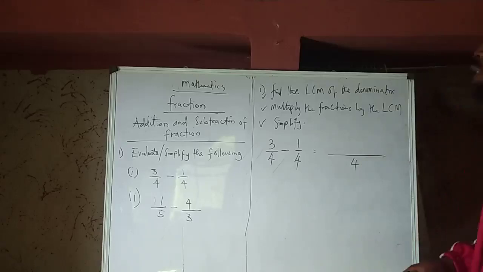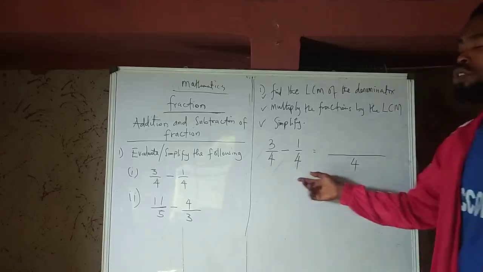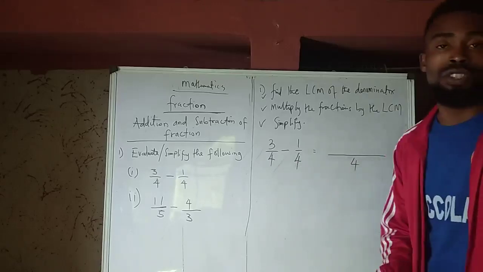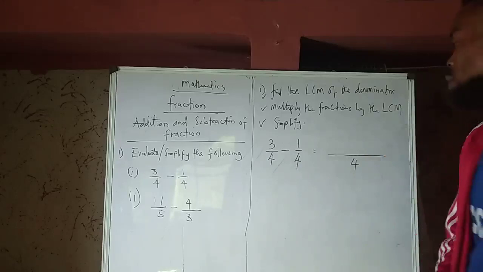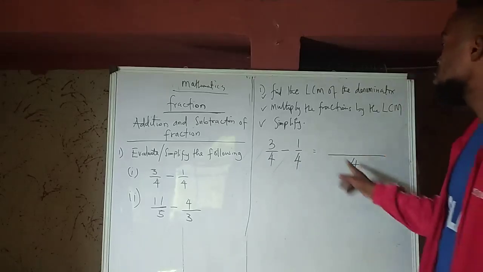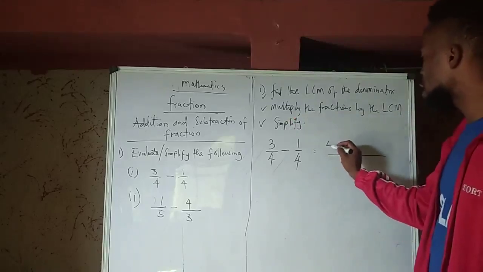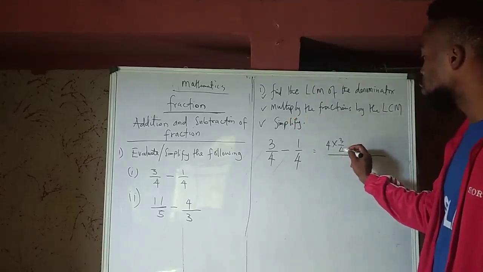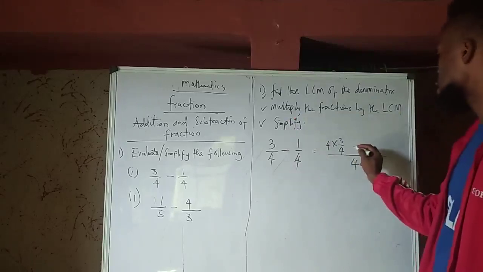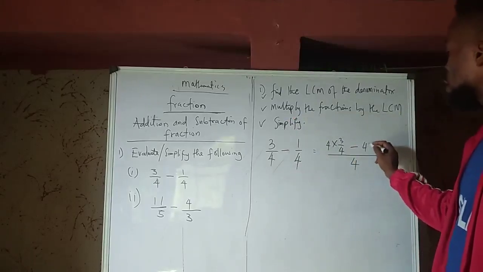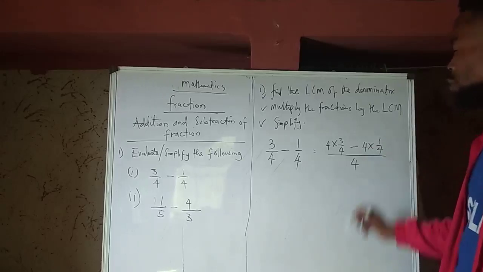That means the LCM is now going to form the denominator of the new fraction that we are looking for. So we now do the next step, which is multiply the fractions by the LCM. So we are going to have 4 times 3 over 4. And don't forget, this is a minus sign. So minus 4 times 1 over 4.